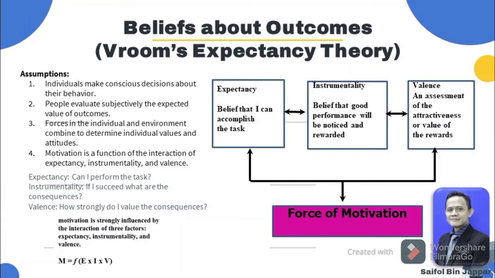Next is belief about outcomes. Vroom's expectancy theory. Expectancy theory has two fundamental premises. First, individuals make decisions about their behavior in organizations. Second, people subjectively evaluate the expected value of outcomes. Expectancy theory builds on this assumption with three fundamental concepts.